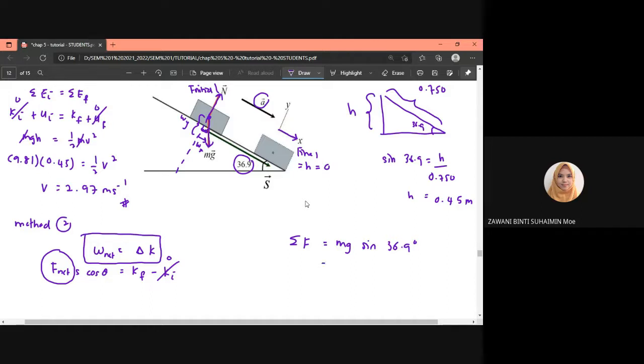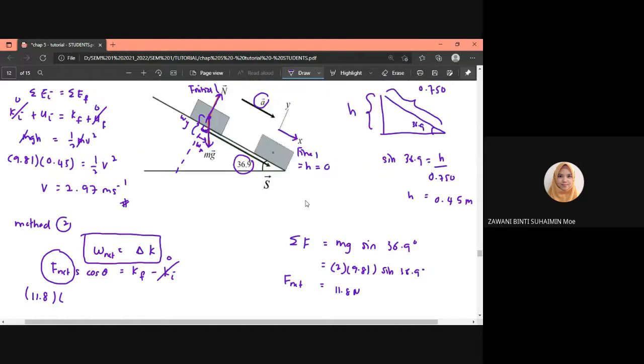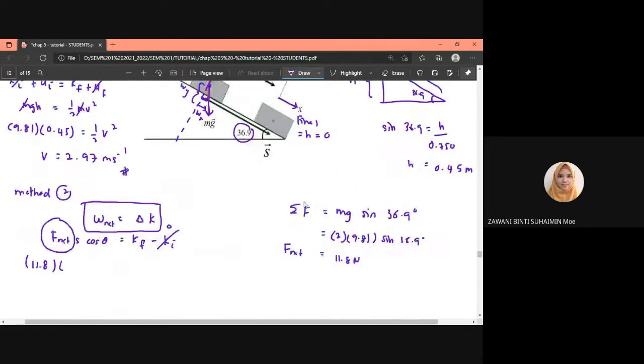Okay, so kita kena kira. So mass kita dah diberi ke atas sama dengan 2 kg. Okay, so ni adalah 9.81 sin 36.9 degree. Okay, so when we calculate, we have our total force ataupun force net in the direction of motion is equal to 11.8 Newton. Okay, so barulah kita boleh masukkan dalam kita punya equation. Okay, alright, so 11.8 Newton. Okay, darab dengan displacement dah diberi ke atas iaitu 0.75.